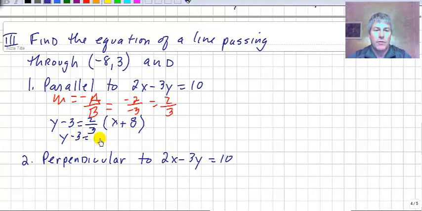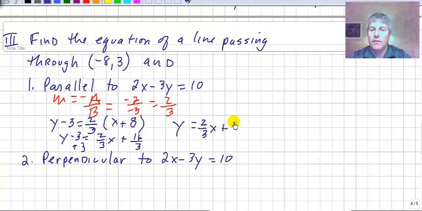So y minus 3, we distribute the 2/3, we get 2/3 x plus 16/3, and then we have to add our 3 to both sides to get it into slope-intercept form. So 3 in thirds, I'm going to add 9/3 to both sides. So y equals 2/3 x plus 9/3, and 16/3 is 25/3. And that's our final answer in slope-intercept form.